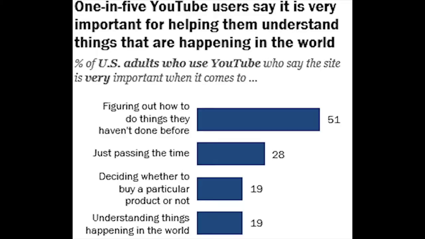So in 2019, Pew Research put out a study of what people are going to YouTube for. 51% of US adults who use YouTube say the site is very important when it comes to figuring out how to do things they haven't done before. And 19% say YouTube is very important when deciding whether to buy a particular product or not. 19%, that's 1 in 5 American adults who use YouTube find it important when they're deciding whether to buy a product.